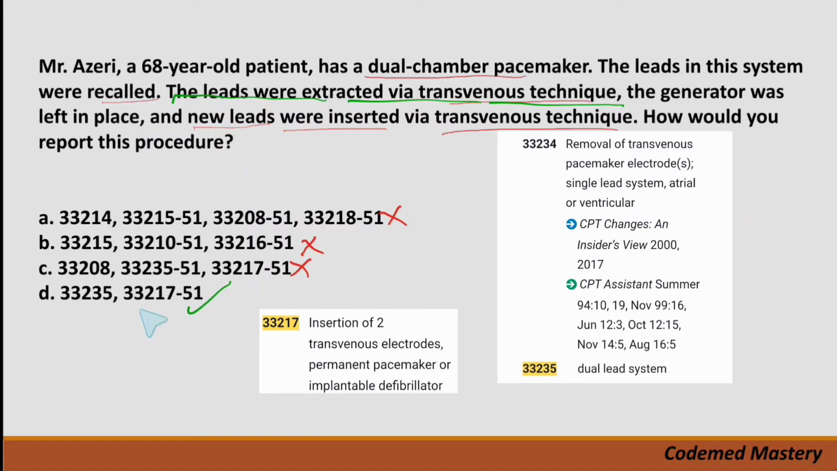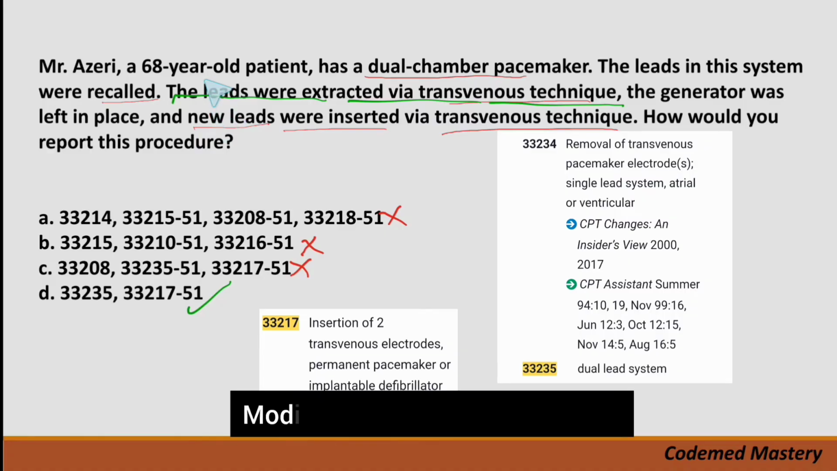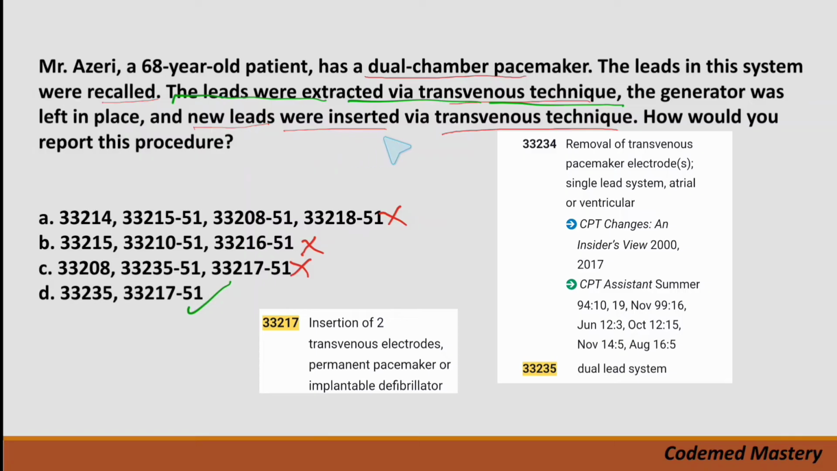So it is matching with our code 33217, and also they have mentioned modifier 51. Modifier 51 is for multiple procedures. In our question, they are performing multiple procedures, right? That is, the leads were extracted and also new leads were inserted. So it is a multiple procedure. So we have to code modifier 51.